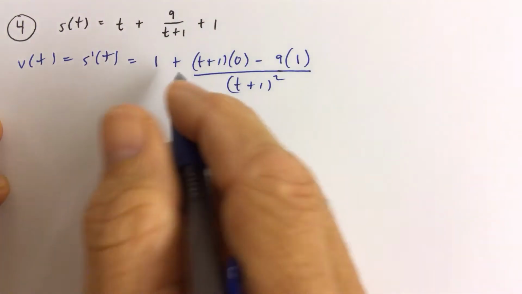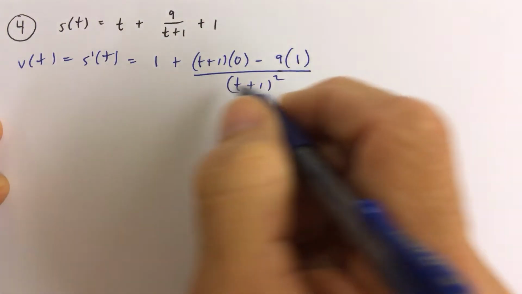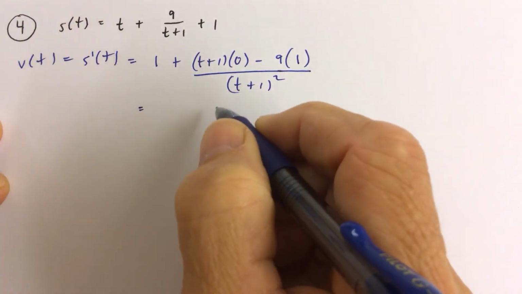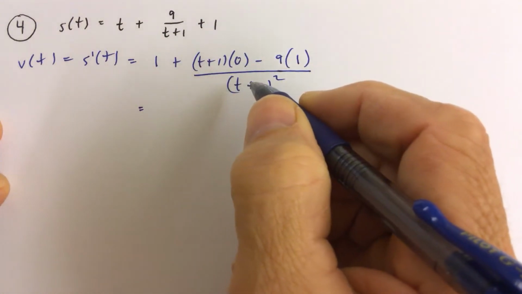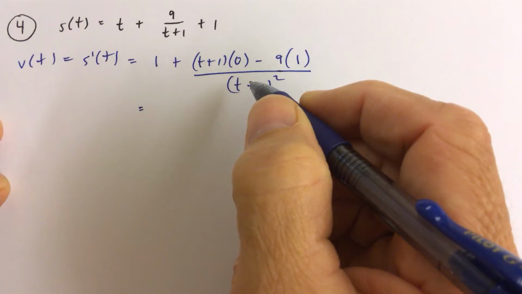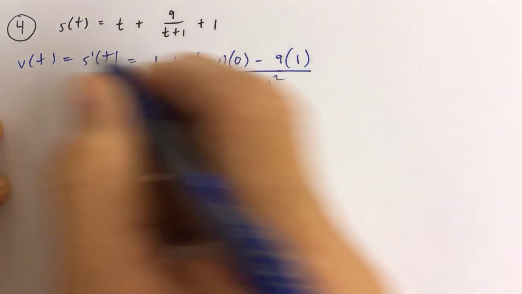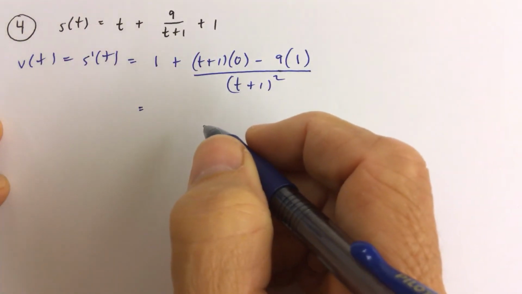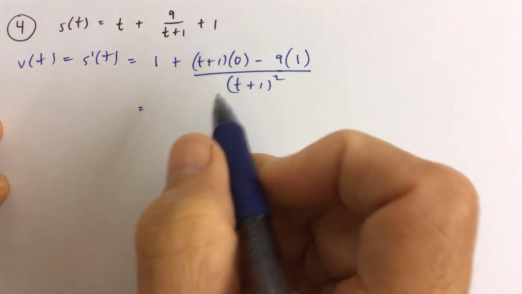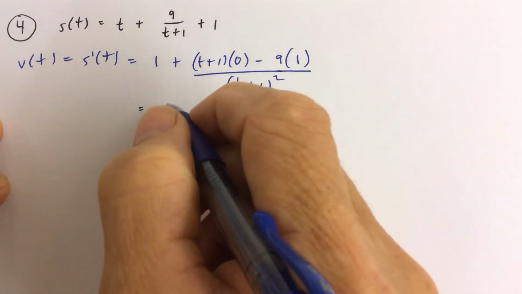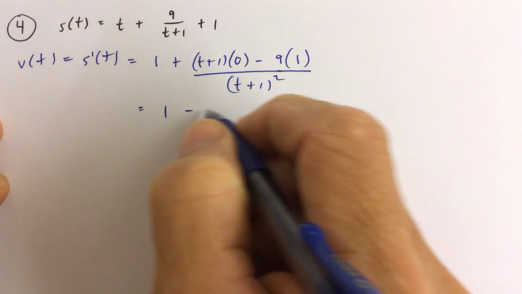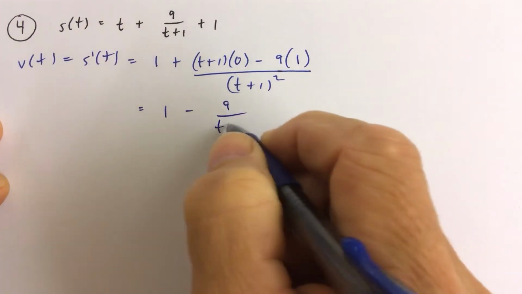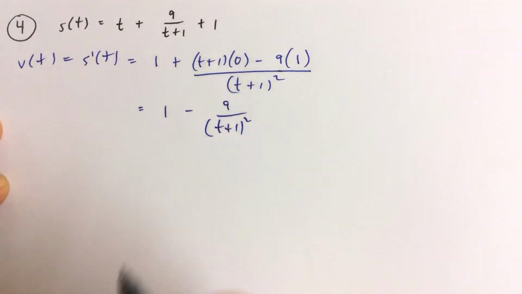And now, we don't want to leave it like this. It'll be easier to get this as one fraction, because when we get it as one fraction, then we can determine where the velocity is 0. That's what we want to find. And we also want to find when the velocity is positive and negative. So that happens much easier, like I said, when we can express the velocity as one fraction.